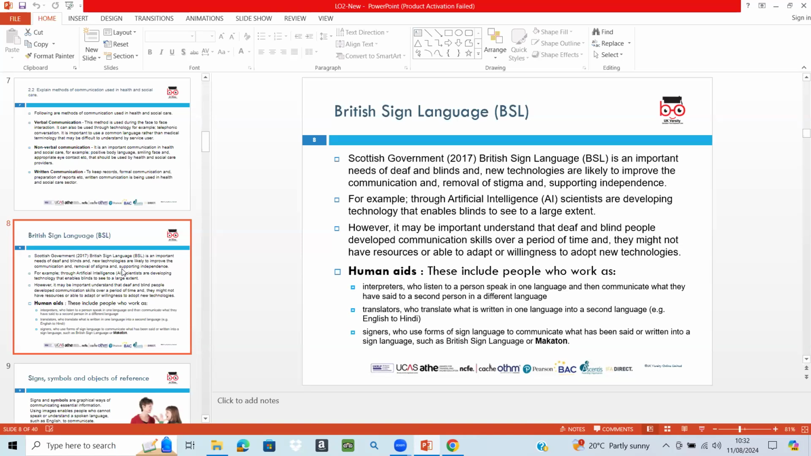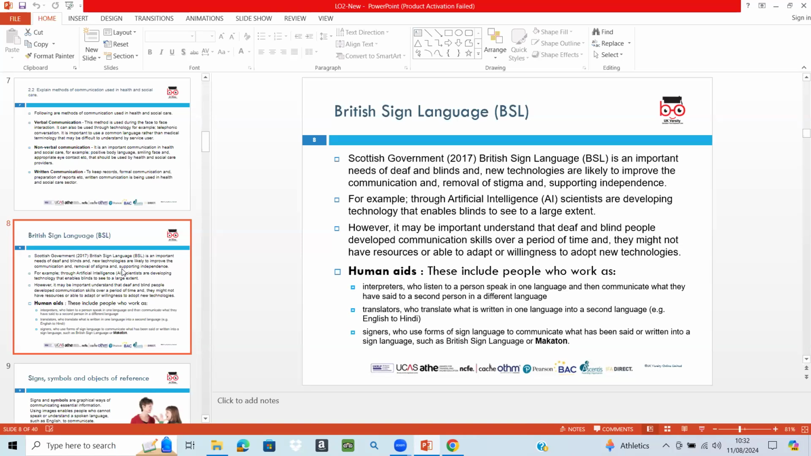Then we have translators. Translators work with written communication, translating documents such as service user instructions or consent forms. As an example, a hospital might provide translated discharge instructions in the patient's native language to ensure they understand how to manage their care at home.